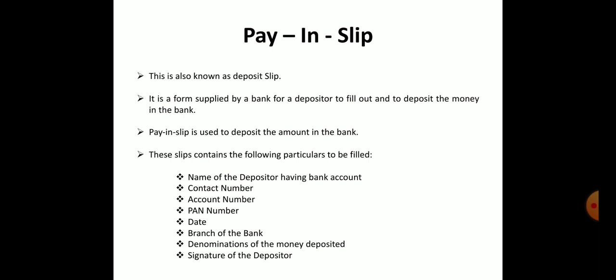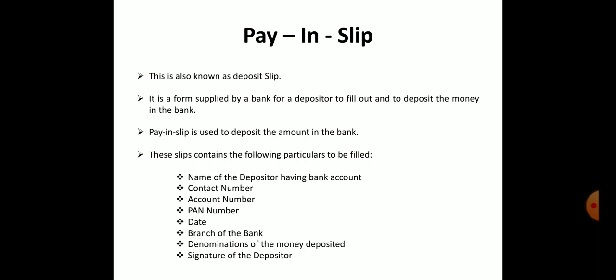Number one is the pay-in slip. This is also known as a deposit slip. It is the form supplied by the bank for a depositor to fill out and to deposit money in the bank. A pay-in slip is used to deposit the amount in the bank, and these slips contain particulars to be filled. When we go to the bank to deposit money, we have to fill in some information about ourselves or about our account.